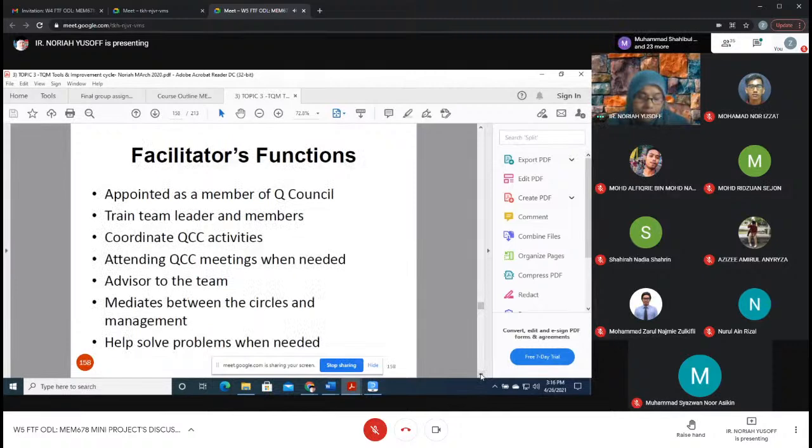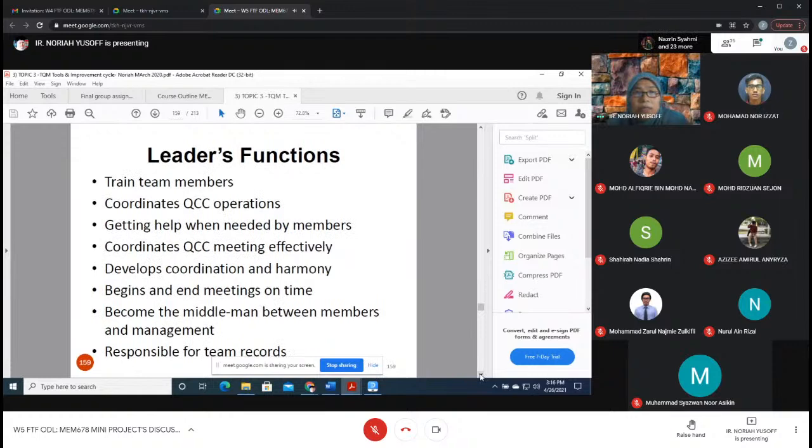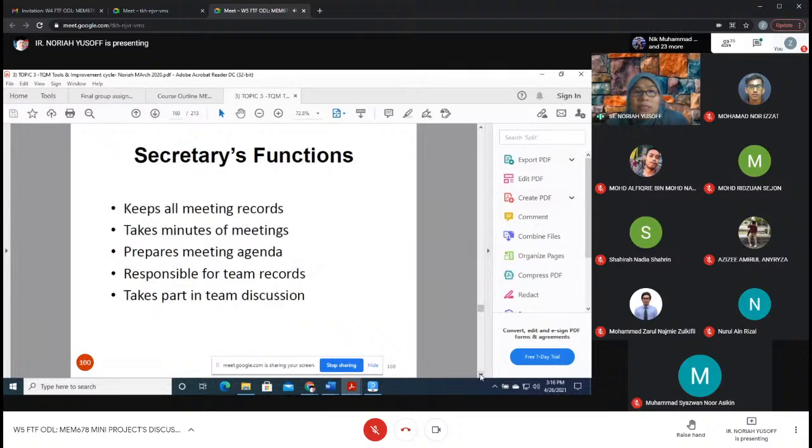So what is the function? Appointed as a member of the quality council. Train the team leader and members, okay? Coordinate the QCC activities. The leader's functions are all here. The secretary's function is to keep all meeting records. That's why I said, in the notes, in the new feature as well. Another notes provided in the Google Classroom, this note is very detailed. So you can use this as your reading material for your test later, and also for your assignment you can refer to it as reading material. The members' functions are also here.